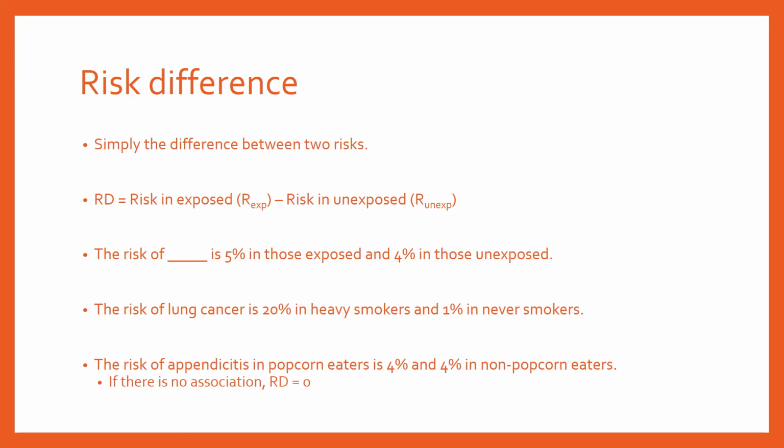Here's another example. Let's say that the risk of lung cancer is 20% in heavy smokers and 1% in people who have never smoked. In this case, the risk difference would be 20 minus 1, or 19. And then lastly, say that the risk of appendicitis in people who eat popcorn is 4%, and it's 4% in people who don't eat popcorn. The risk difference in that scenario would be 0, 4 minus 4. There's no association. That means that appendicitis is not related to popcorn consumption.